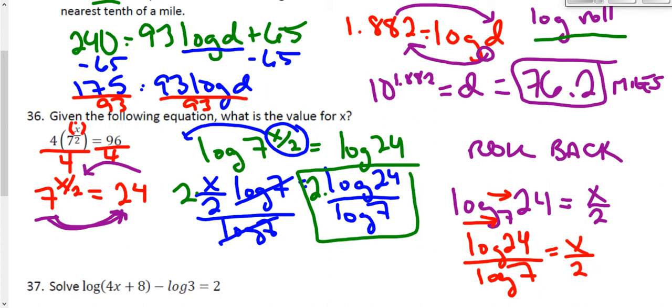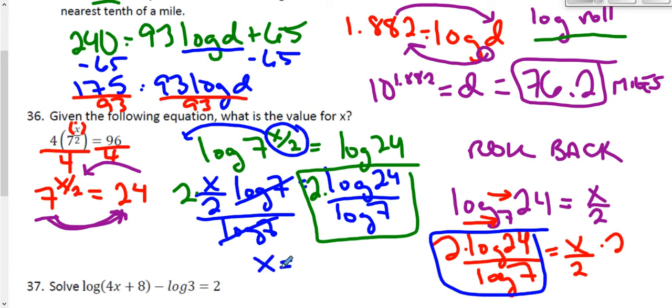And again, to get x alone, I would multiply both sides by 2, and I would still have to type into my calculator 2 times the log of 24 over the log of 7. So it doesn't matter which way I do it. I get the same thing either way. And if I do that, then x ends up being alone as the number 3.266.